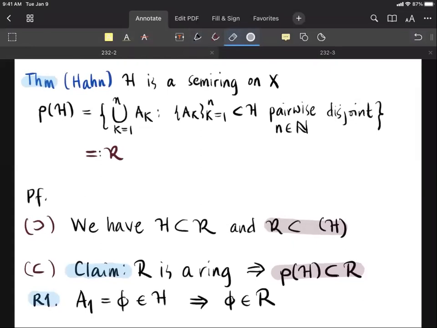But as we know in the previous part, R is a subset of rho of H. Therefore, combining these two will prove that R is indeed equal to rho of H. Okay, so to prove that R is indeed a ring, we need to verify the properties according to the definition.